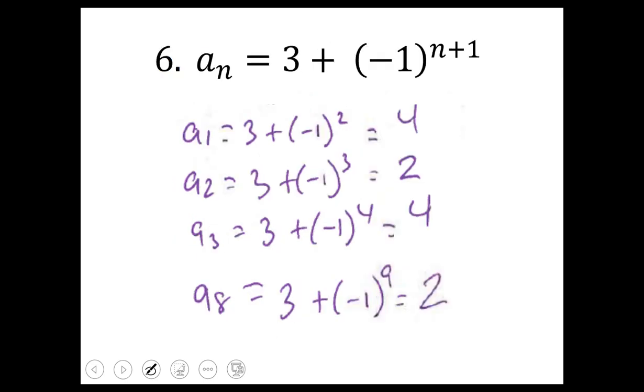For number 6, you're finding again the first 3 terms and the 8th term. So you would plug in 1, 2, 3, and 8, calculate. And in this case, it appears that the sequence is only going back and forth between 2 different numbers, 4, 2, 4, and then you're back to 2 again by the 8th term.